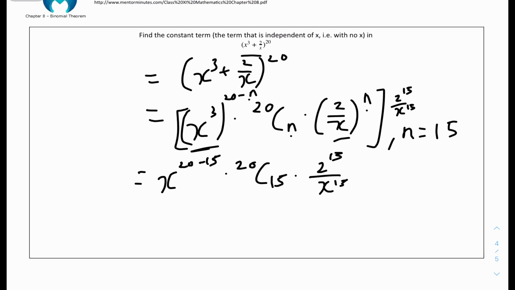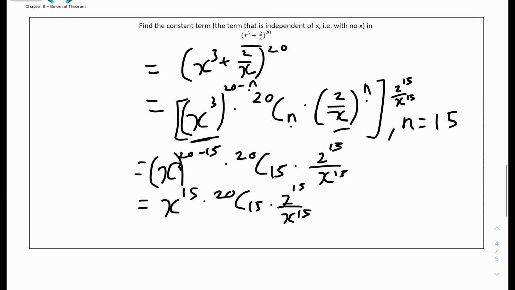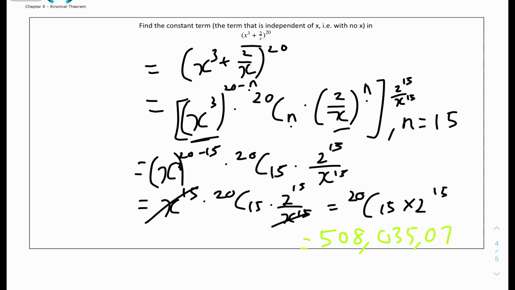And this term will cancel out because it will be x to the power of 15 times 20c15 times 2 to the power of 15 times this right here, and these two terms will cancel out, which will result in 20c15 times 2 to the power of 15, which we'll get a final answer of a big number, 508,035,072. And that's the final answer.